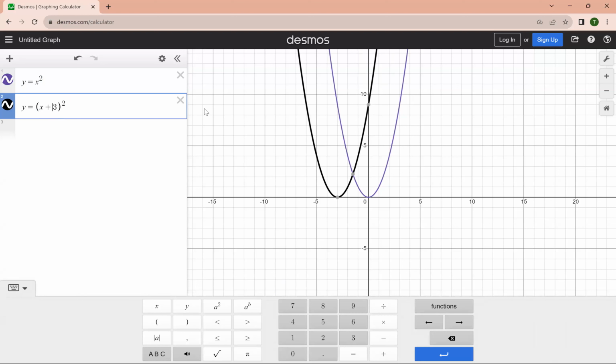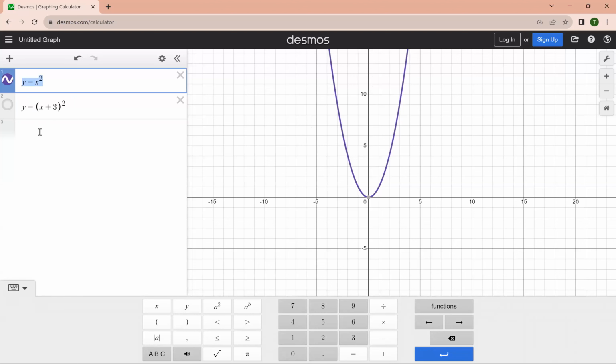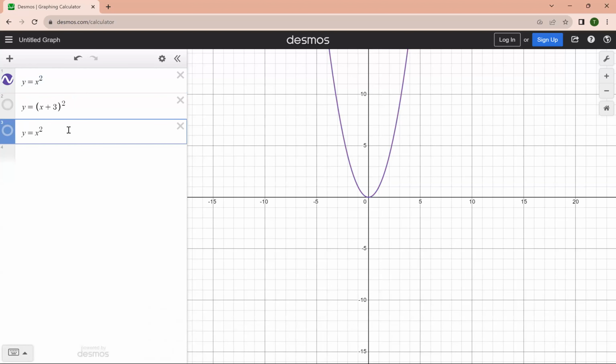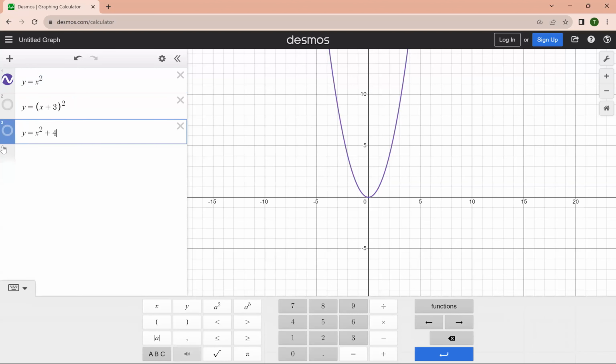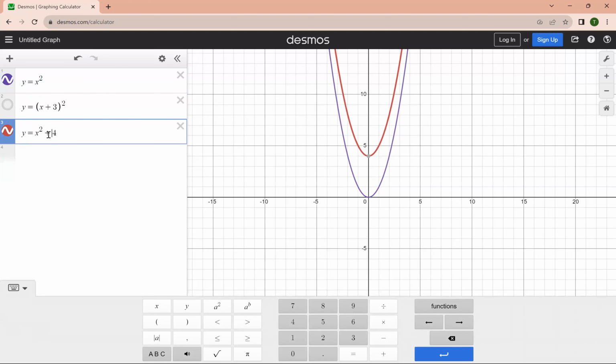Now, why does it do that? We can talk about that another time. But inside parentheses, it's always opposite of what you think it should do. The one that is intuitive is outside here. So if you go +4, it does go up 4. If you go -4, it goes down 4.